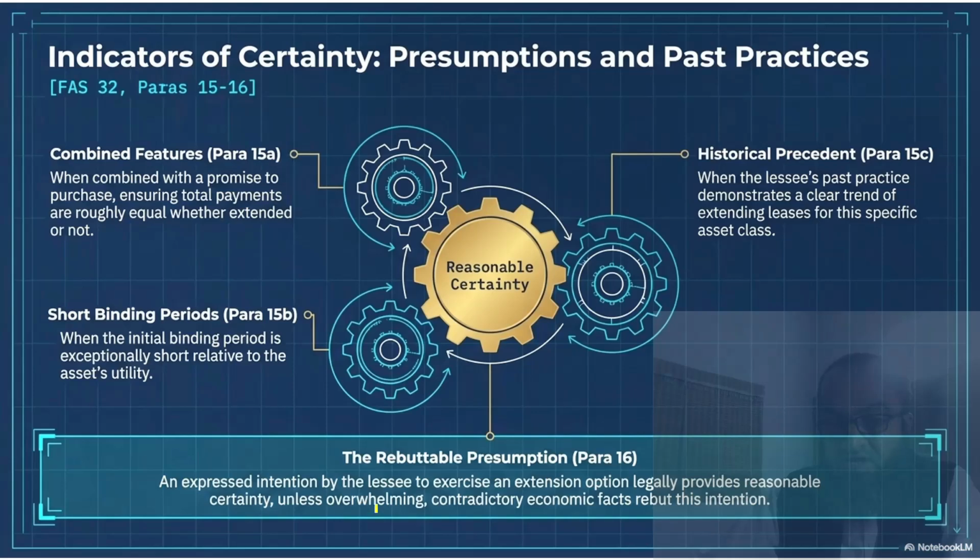Any express intention by the lessee to exercise an extension option legally provides reasonable certainty. So another thing, which is more tangible, is that if the lessee expresses its intention that it is going to exercise the extension period, then it is sufficient. No further evidence is required unless there is something to the contrary.